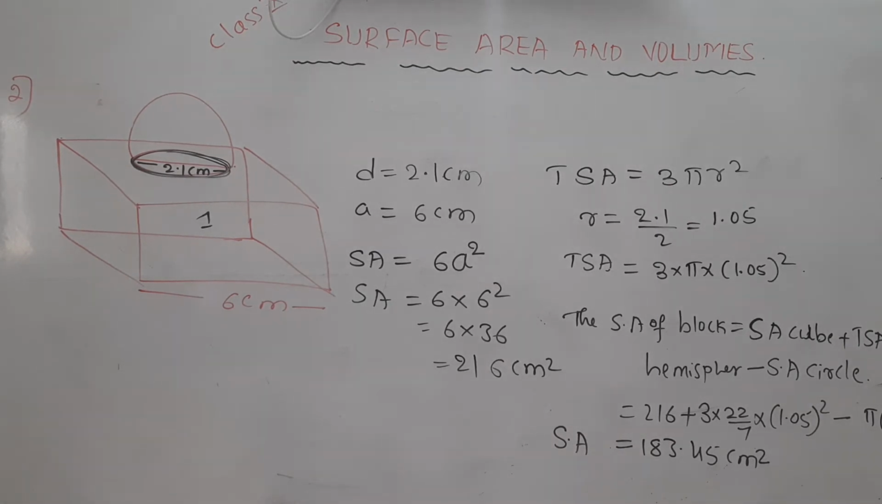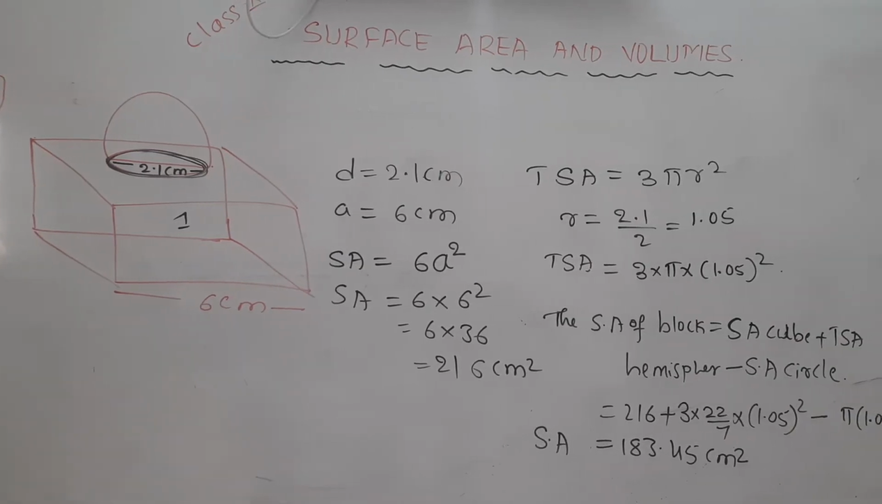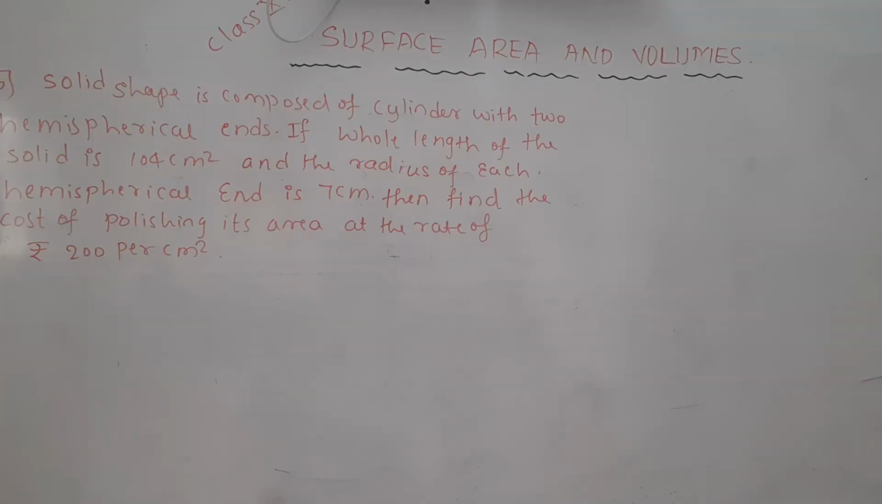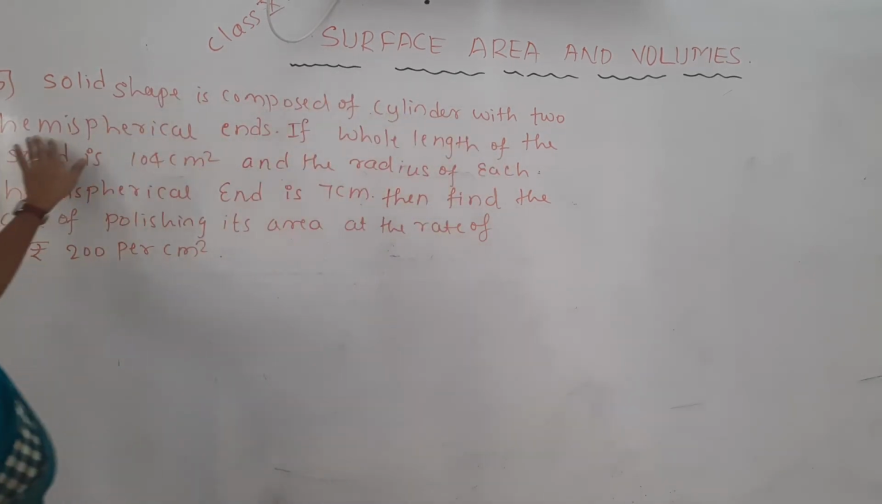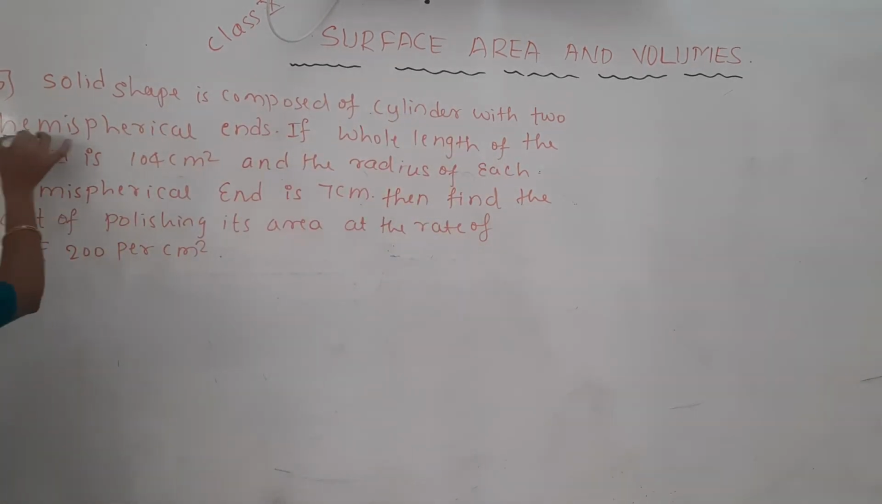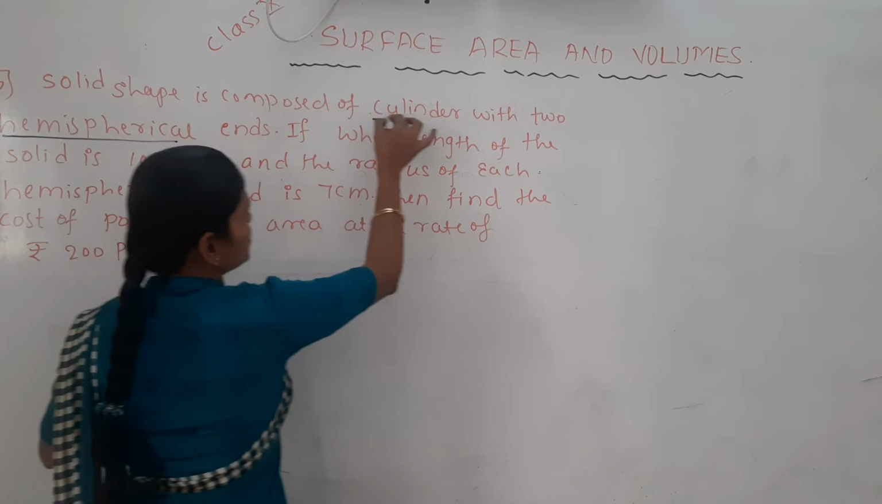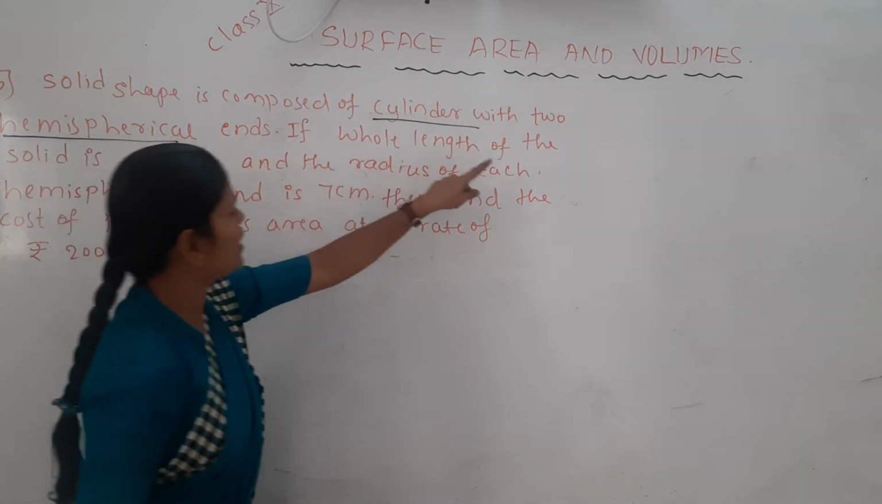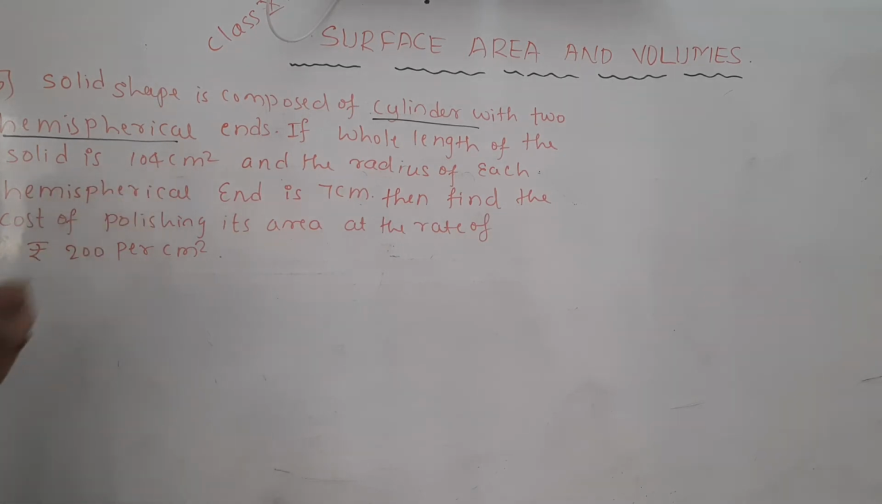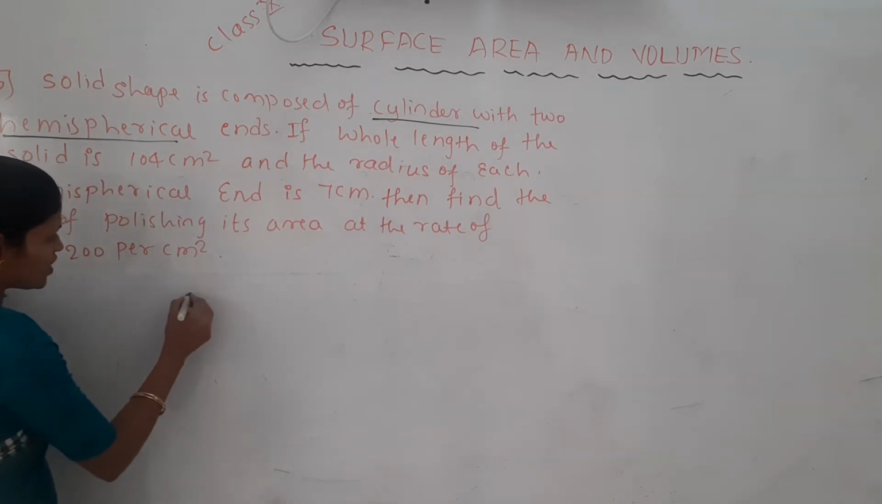Next we will take one more question here, the third type of question. Take the next problem. A solid shape is composed of a cylinder with two hemispherical ends. If the whole length of the solid is 104 centimeter, we have to draw one rough diagram.